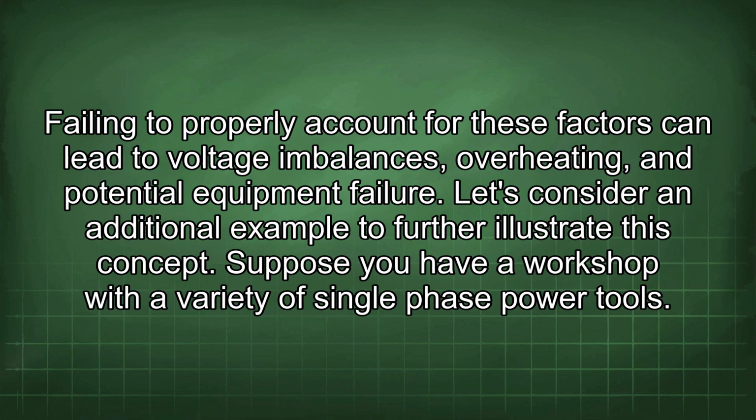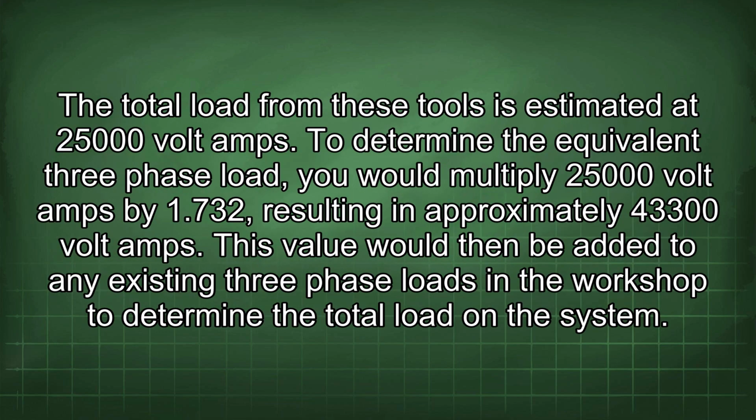Let's consider an additional example to further illustrate this concept. Suppose you have a workshop with a variety of single-phase power tools. The total load from these tools is estimated at 25,000 volt amps. To determine the equivalent 3-phase load, you would multiply 25,000 volt amps by 1.732, resulting in approximately 43,300 volt amps. This value would then be added to any existing 3-phase loads in the workshop to determine the total load on the system.